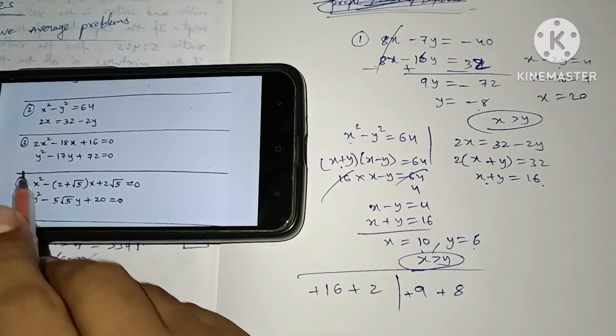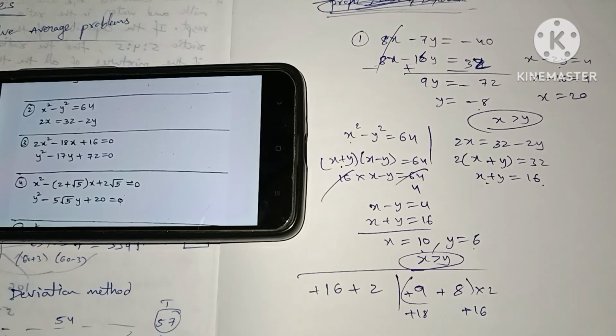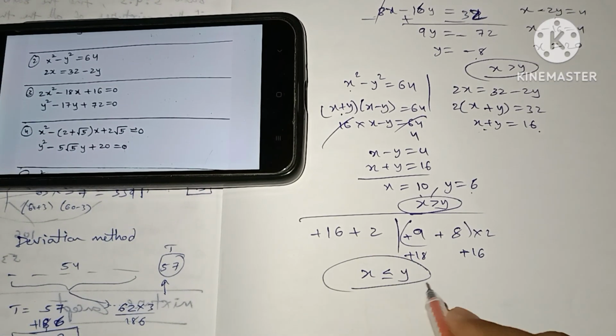Here we need to make the base equal, so we need to multiply this with 2. We get 16 plus 18. Now by comparing these two, it is clear that x is less than or equal to y.